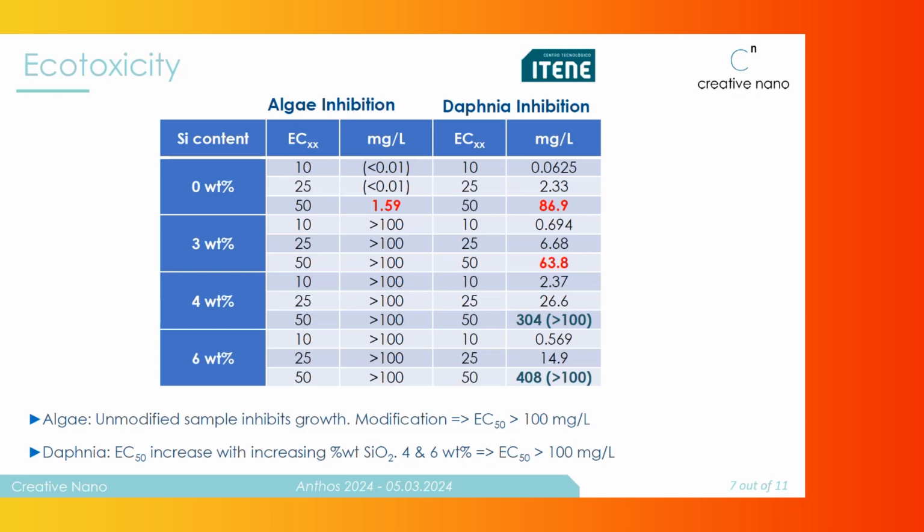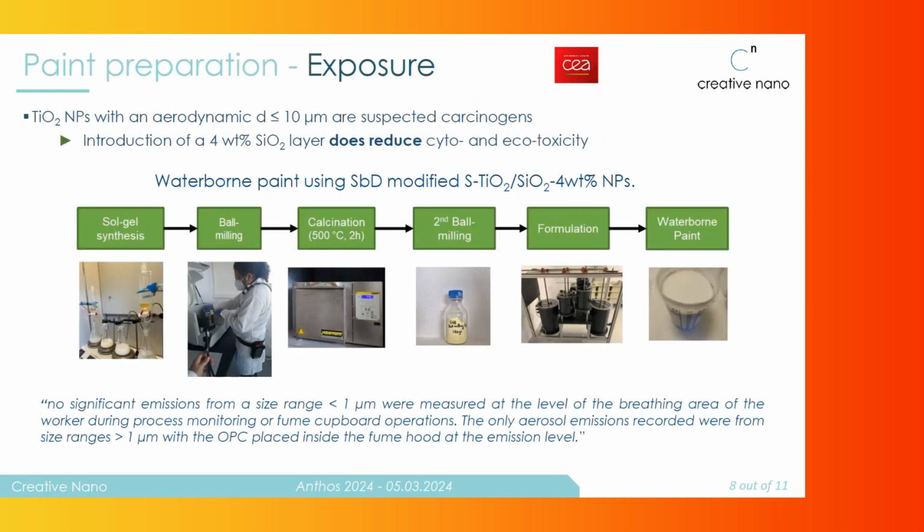So by combining the photocatalysis tests that we carried out in-house with the data provided by all the partners regarding cyto and ecotoxicity, we were able to define the exact modification level that we need to apply to have both the highest activity but also the lowest toxicity. And this was the 4% modified nanoparticles. So we upscaled the synthesis of the sulfur-doped titanium oxide nanoparticles where 4% silica has been incorporated as the outer layer. I guess you can call these hybrid nanoparticles.